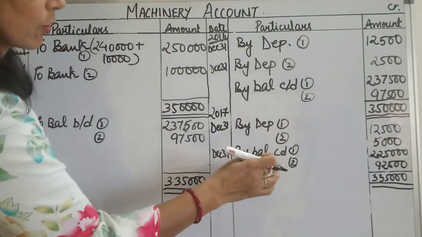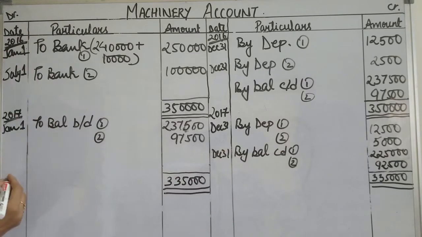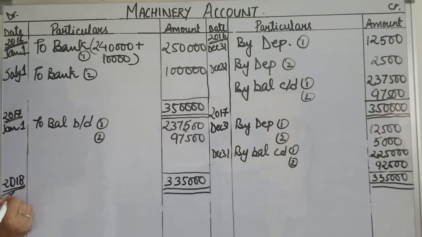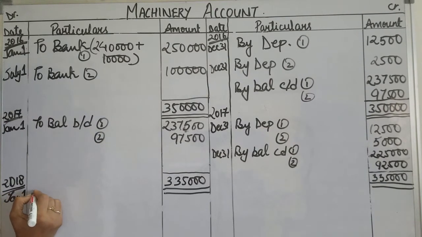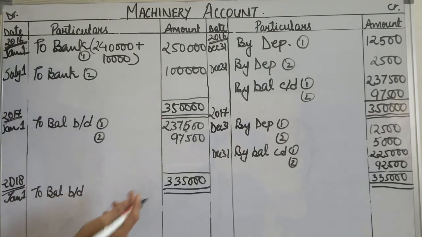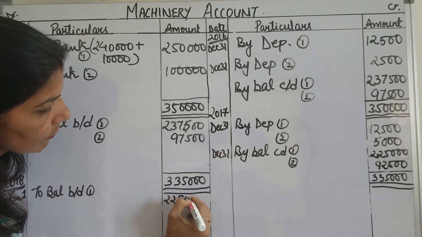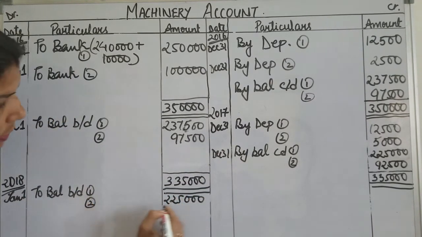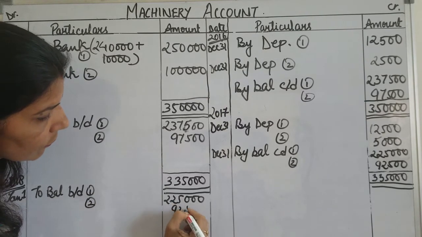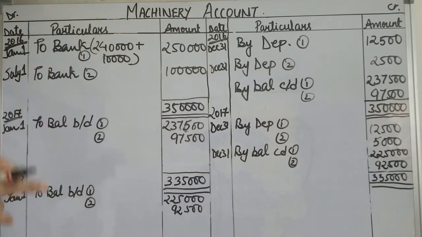Now again, let's just transfer the balance. So the closing balance of this 2017 will become the opening balance of 2018. So mark it like 2018 January 1st, to balance BD. Machinery first is 2,25,000 and machinery 2 is 92,500. Okay.